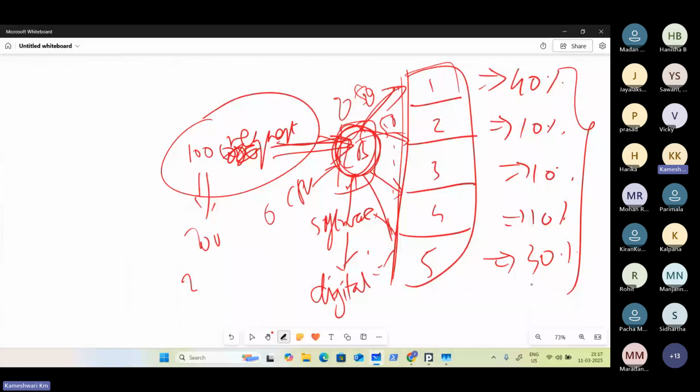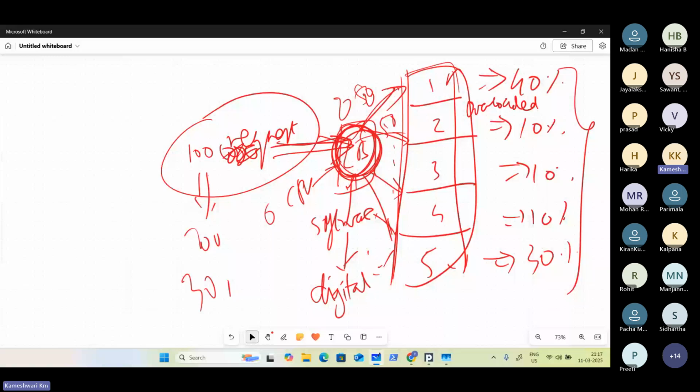So this way, what is it trying to do? It is making sure that none of the CPUs are getting overloaded. Are you getting my point? It is distributing the load properly, right? Hello? So all of you clear what a load balancer is?